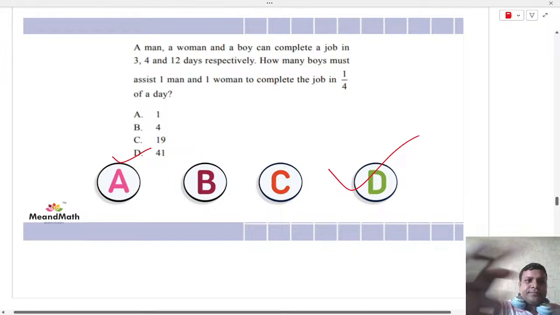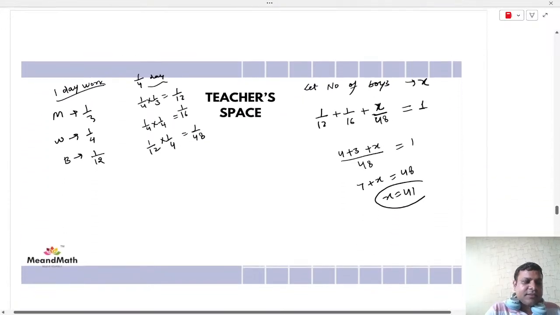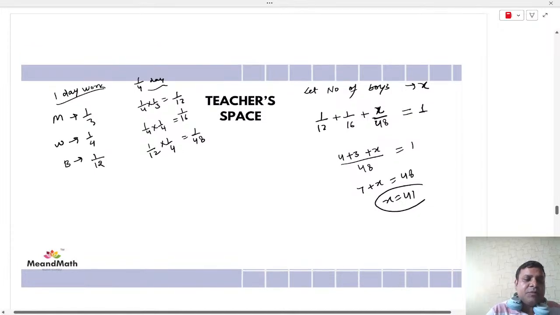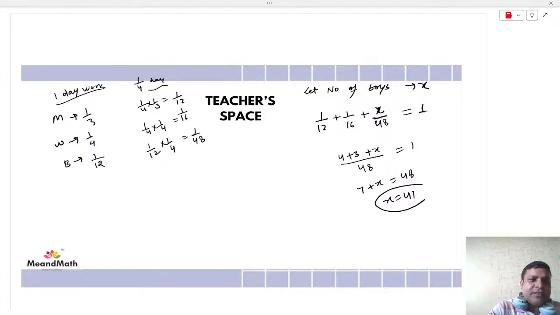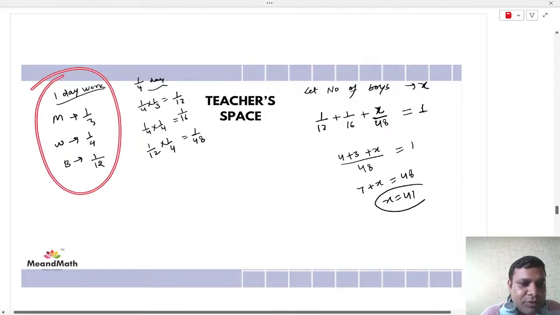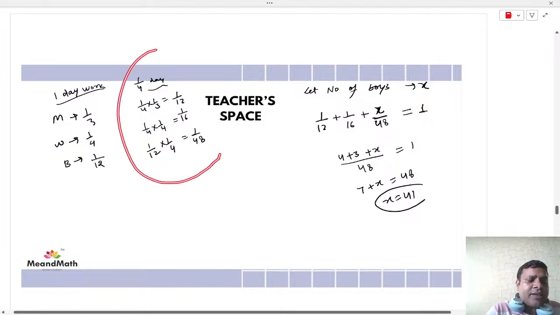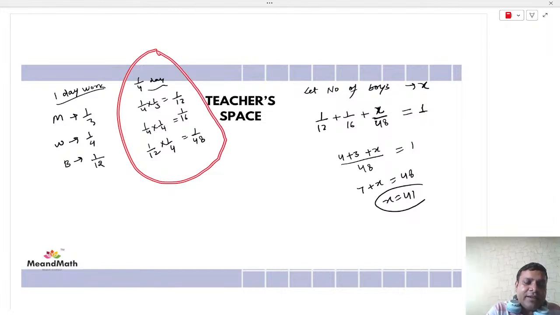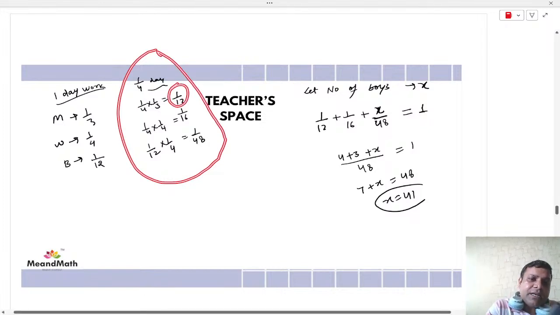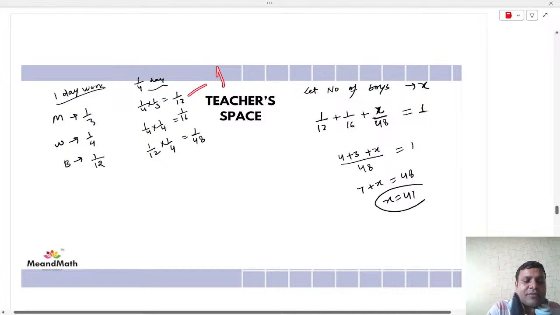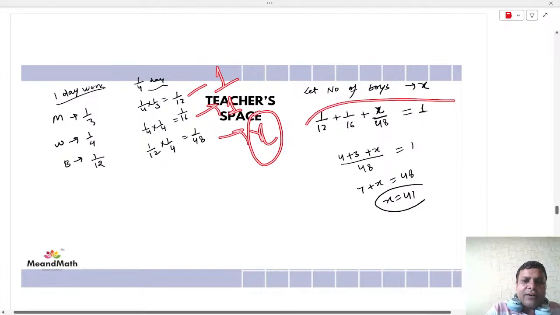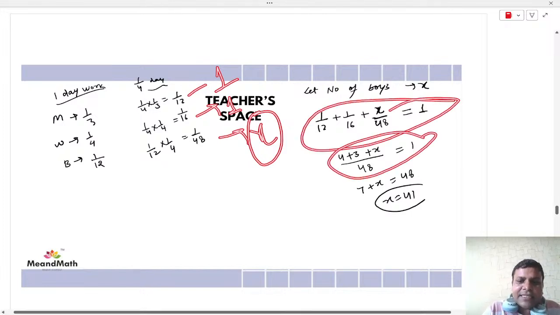Okay, this is the solution. See it again. Whenever this type of question comes, just try to convert them into 1 day work. Here is the 1 day work of all of them, man, woman and boy. According to the question, this task should be completed in 1/4 day, so we have to find the 1/4 day work. So this is 1/12, 1/16 and 1/48. Now according to the question, the number of men is 1, women is 1 and boys are x. We have to find x. So add all of them and you will find x is equal to 41.